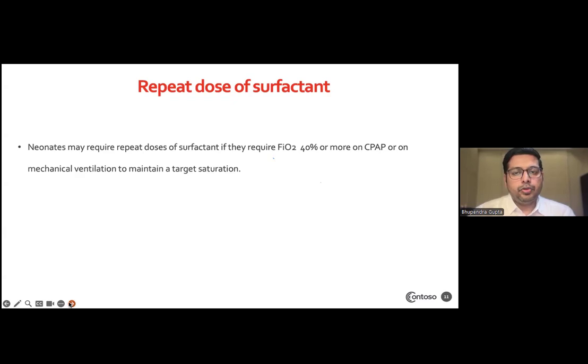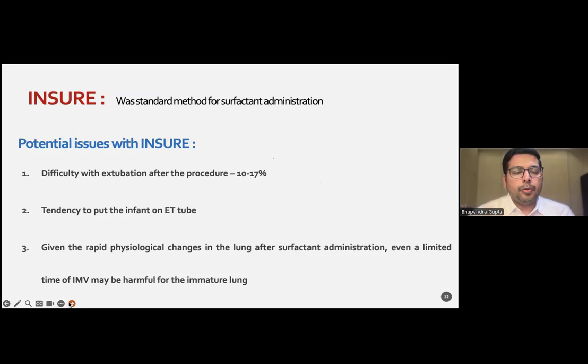A few words about repeat dose of surfactant. Neonates may require a repeat dose if the FiO2 requirement is more than 40%, or the CPAP failure criteria have matched, or there is increased FiO2 requirement even on mechanical ventilation to maintain the target saturation. Now coming to the topic proper, that is the way we give surfactant in neonates. The classical and traditional way is INSURE. In INSURE, we intubate the child using laryngoscopy, by choosing an appropriate size tube.